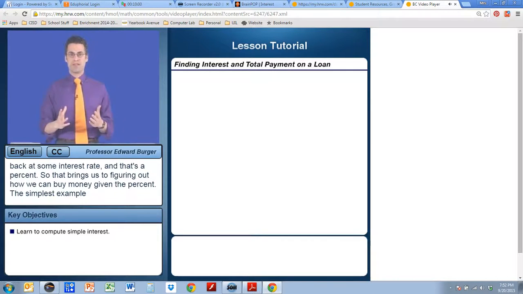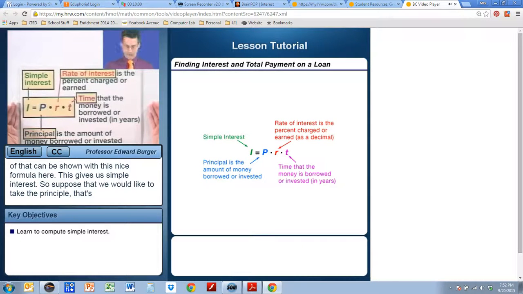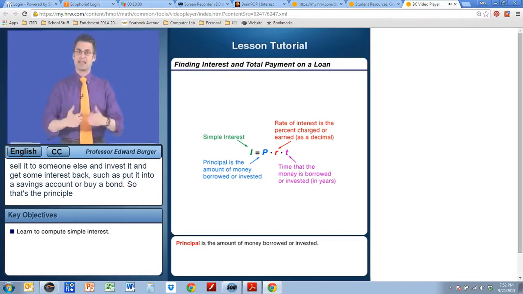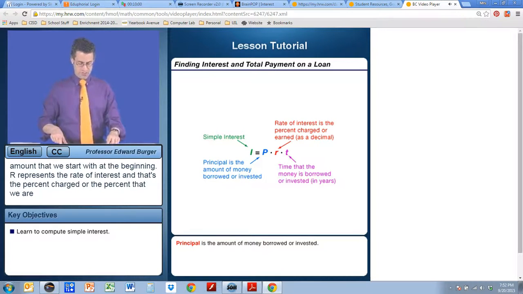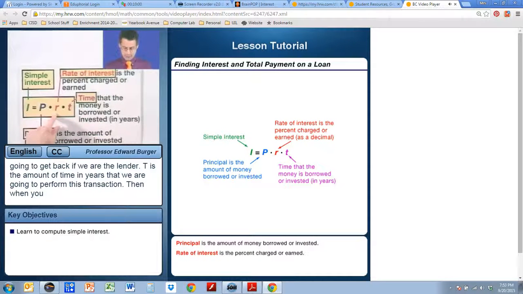The simplest example of that can be shown with this nice formula here. This gives us simple interest. So suppose we'd like to take the principal, that's the amount of money that we want to borrow, or maybe, in the happy situation that we have money, we want to sell it to someone else and invest it and get some interest back, like put it in a savings account or buy a bond. So that's the principal amount that we start with or want to borrow at the beginning. R represents the rate of interest, and that's the percent charged, or the percent that we're going to get back if we are the lender.